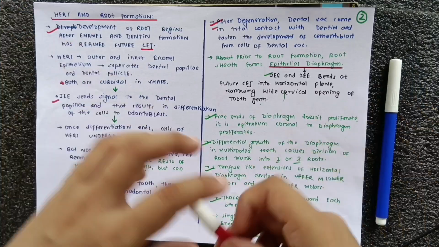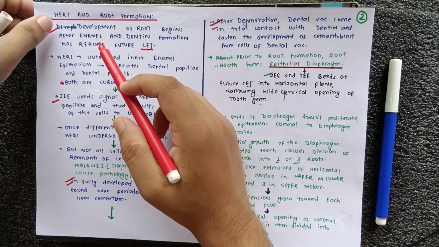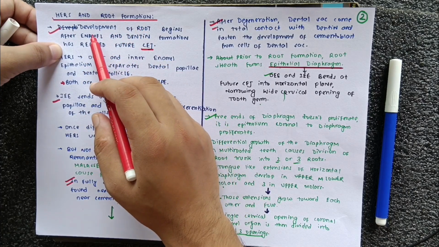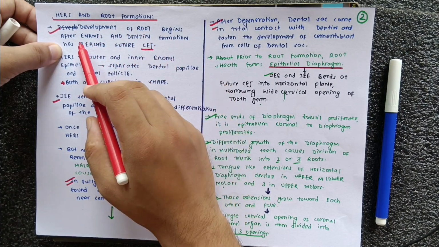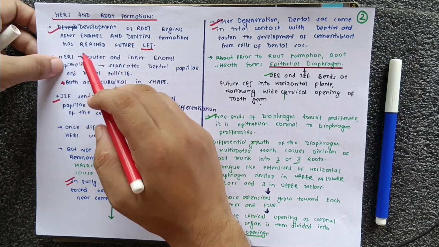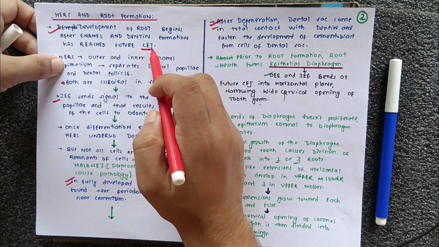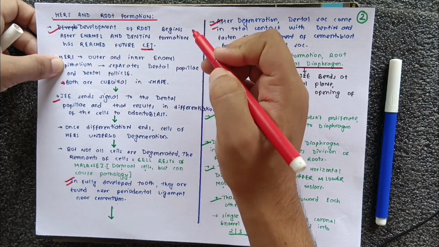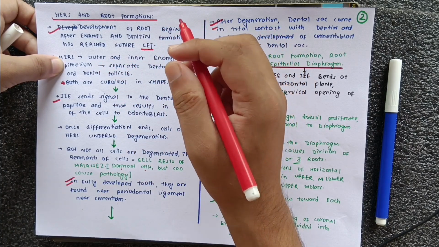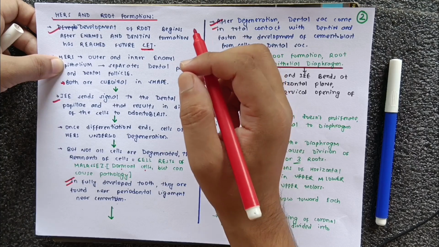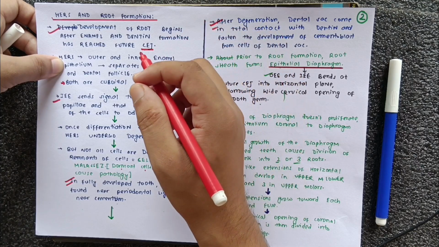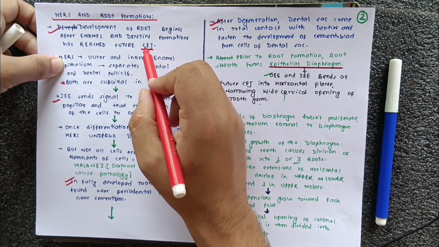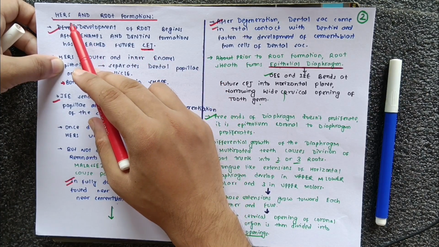Now we will study the Hertwig epithelial root sheath and its root formation. As I have written here, the development of the root begins after the enamel and dentine formation has reached the future cemento-enamel junction. As I have told, enamel and dentine start to form from the cusp or the incisal edge and move to the cervical end. When it reaches the cemento-enamel junction, at that time the Hertwig epithelial root sheath is formed.